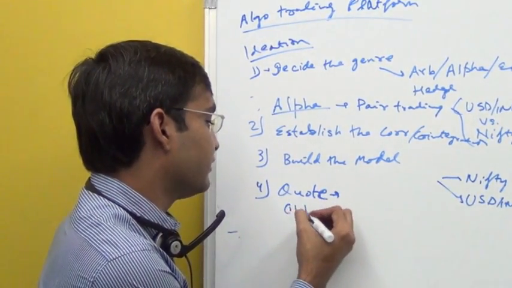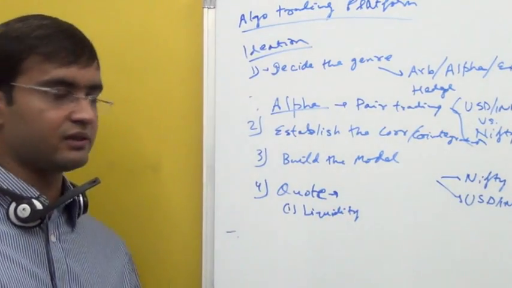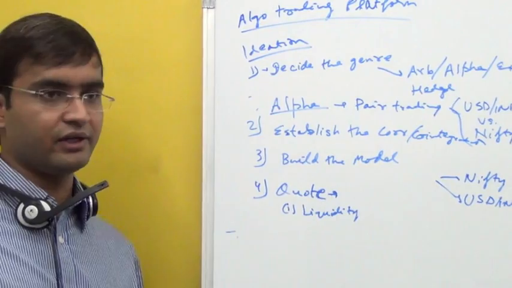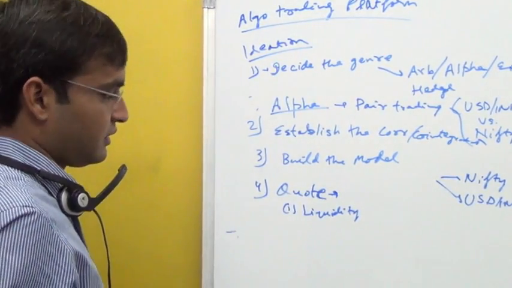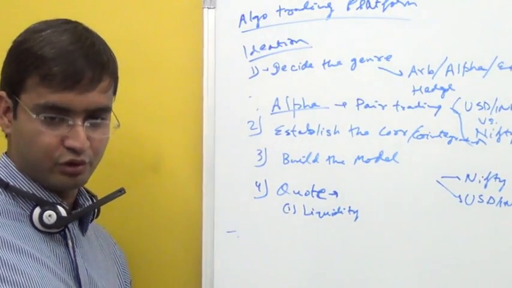So the first thing is liquidity. So I'll look at liquidity. If Nifty is less liquid, then I'll quote in Nifty. If USD/INR is less liquid, I'll quote in USD/INR. Fair enough. I'll tell you a catch in this. This is what you should do typically.